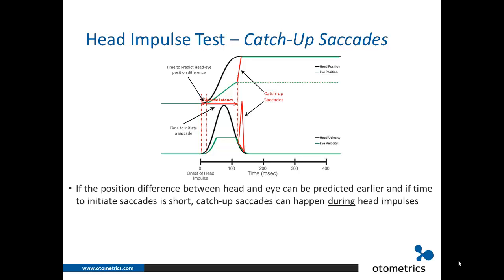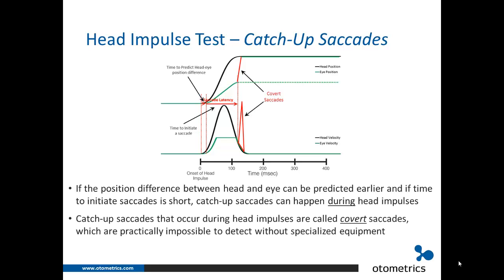If after a period of time the patient realizes that at the end of the head movement their eyes will not be positioned on the target, it makes sense not to wait for the end of the head movement. In other words, as soon as a difference between head and eye velocities is detected, the patient can initiate the saccade. Now, if the time to initiate the saccade is short, then the catch-up saccades will occur while the head is still in motion.